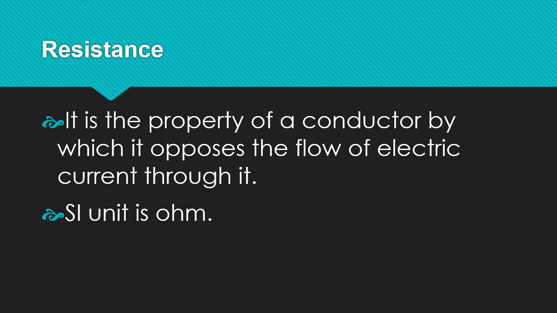Resistance. It is a property of a conductor by which it opposes the flow of electric current through it. When free electrons drift inside a conductor, they frequently collide with its positive ions or atoms. The motion of electrons is opposed during these collisions. This is the basic cause of resistance. SI unit of resistance is ohm.